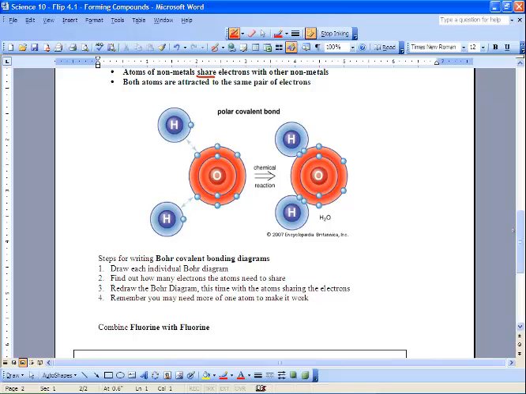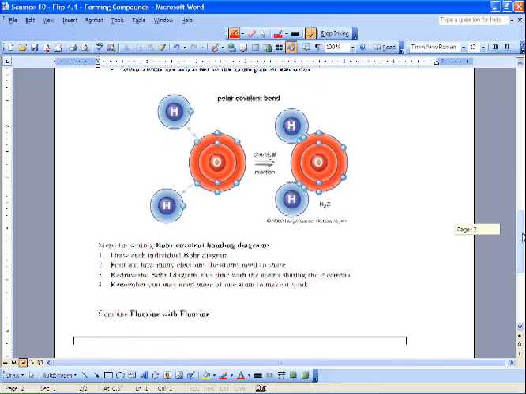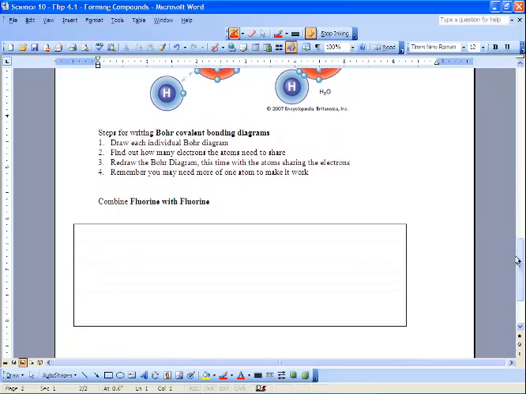So we draw each individual Bohr diagram. We find out how many electrons the atoms need to share. And in this case, both hydrogen atoms have 1 to share, and the oxygen wants 2. Then we redraw the Bohr diagram, this time with the atoms sharing the electrons. And remember, we may need 1 more to make it work.